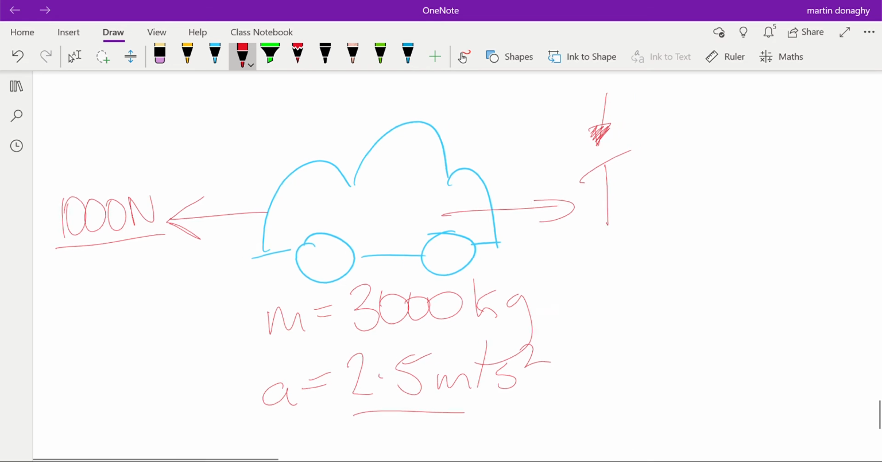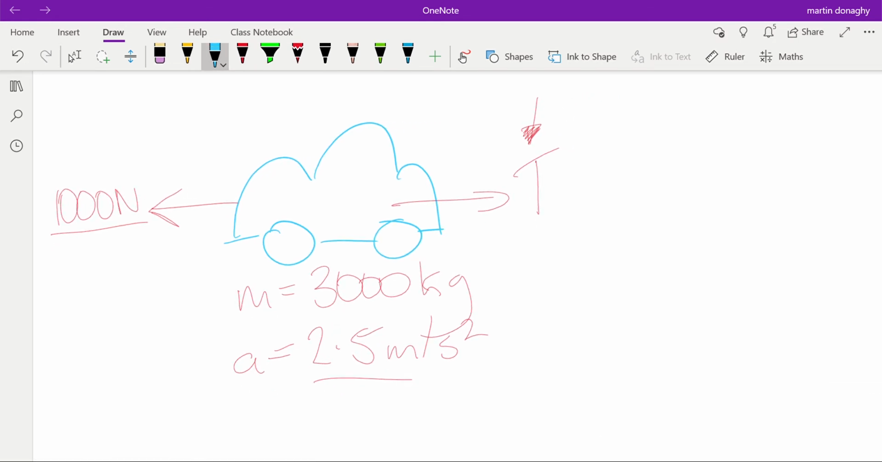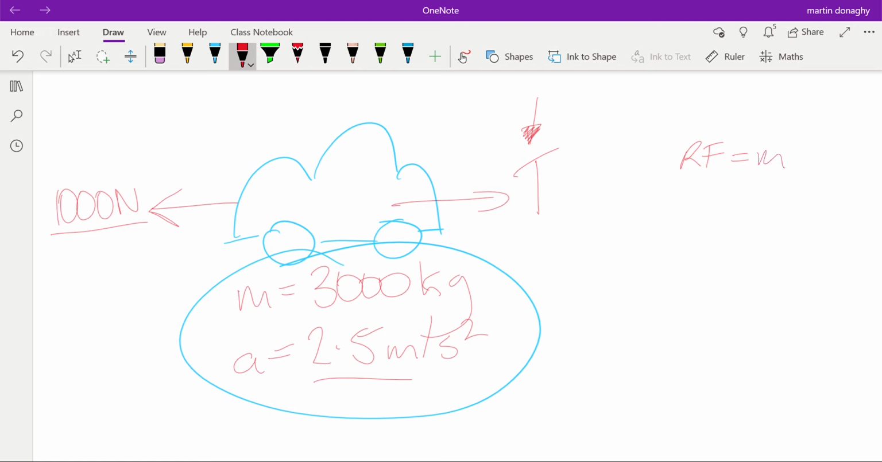If you notice, we have the mass and we have the acceleration. When we have those two things, we can use Newton's second law. So this time, step 1 is to use Newton's second law because we have the mass and the acceleration.